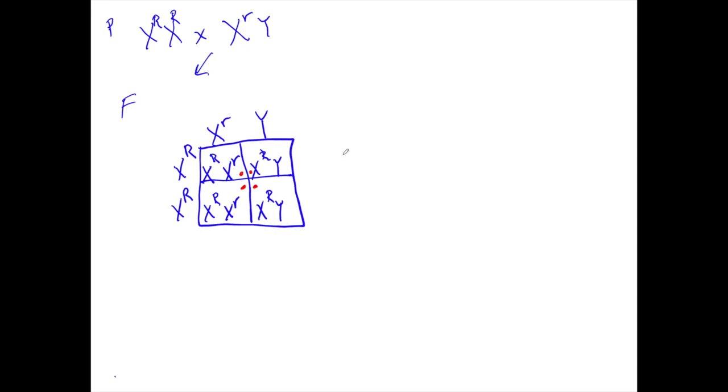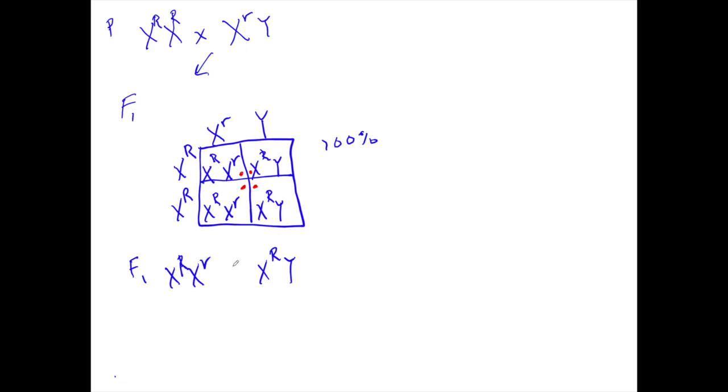So that explains why Morgan saw in his F1 100% of the flies had red eyes, both males, which are the XYs, and females, the two Xs. Okay, so his F1 generation, that's what's inside here. He had X big R, X little r females, and he had X big R, Y males. Okay, so that's what he got from that cross.